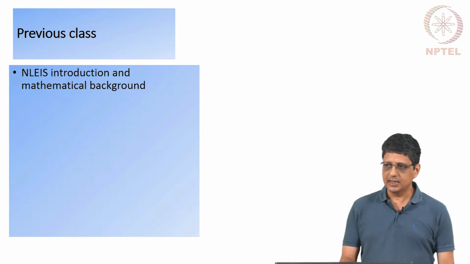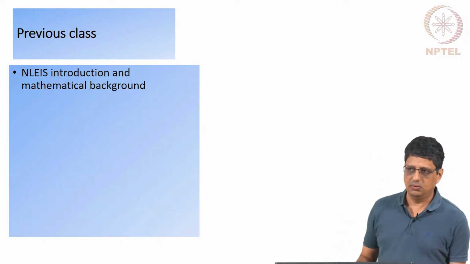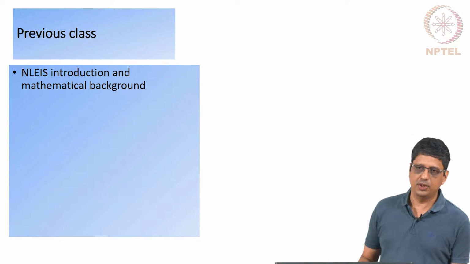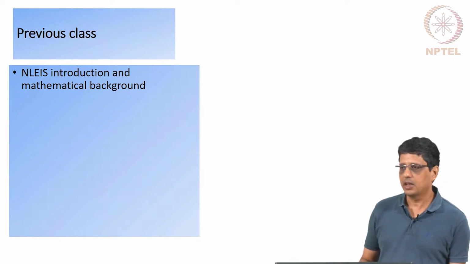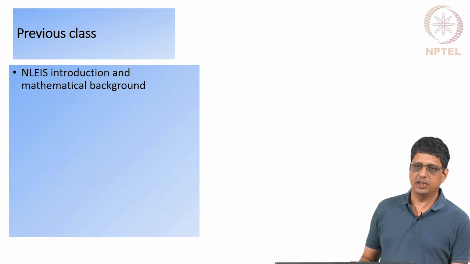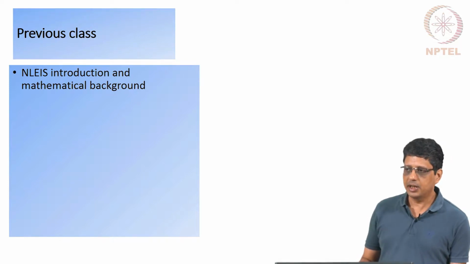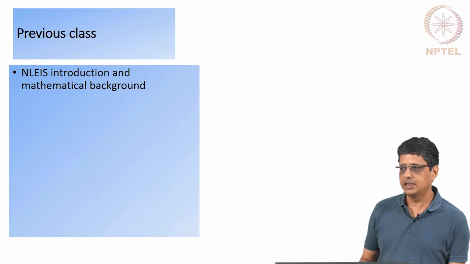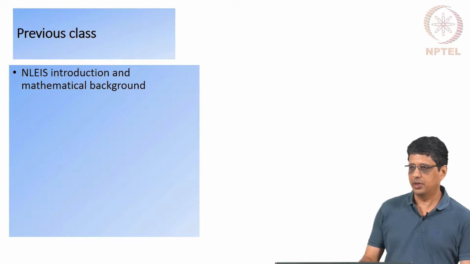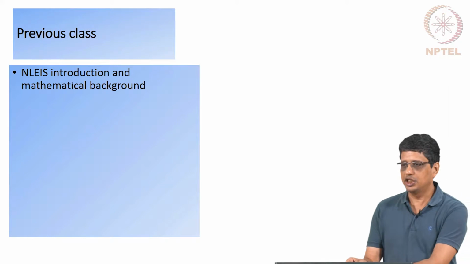So, in the previous class we have seen the background for the nonlinear EIS. We have seen that if you apply large amplitude perturbation, you can get higher harmonics. When you measure the impedance, that impedance will depend on the perturbation amplitude. If you give a small amplitude, the impedance will be independent of the amplitude. If you give a large amplitude, it can change. And if you give large enough, it will definitely change.